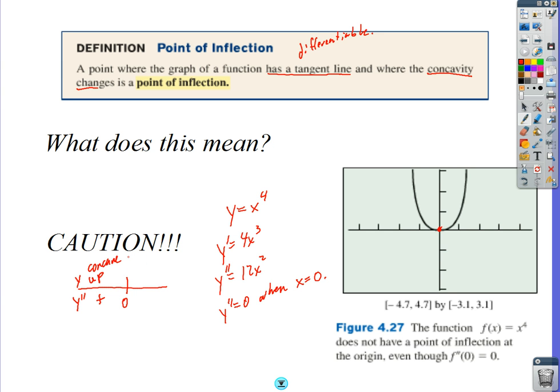Then when I do a positive number, I get the same thing. I get positive over here, so I'm also concave up. So I satisfied the first part of the definition of an inflection point. It is differentiable, because at this point I can take a derivative. But the problem is that it does not change concavity, and you need to be cautious of that. Just because y double prime equals 0 does not mean I have an inflection point. You have to do the test for it.